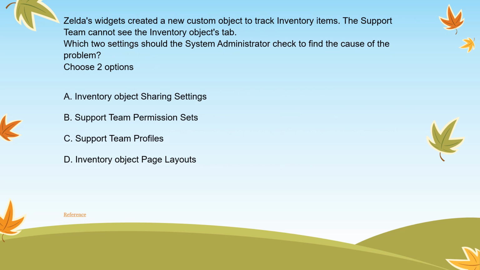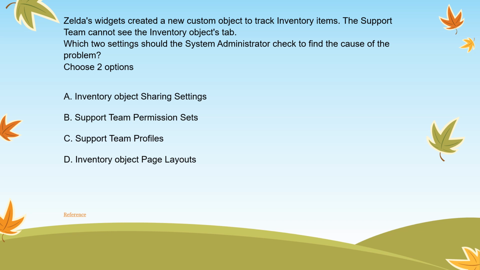Zelda's widgets created a new custom object to track inventory items. The support team cannot see the inventory objects tab. Which two settings should the system administrator check to find the cause of the problem? Choose two. So the first option we have is inventory object sharing settings.